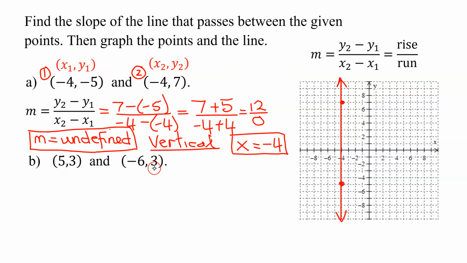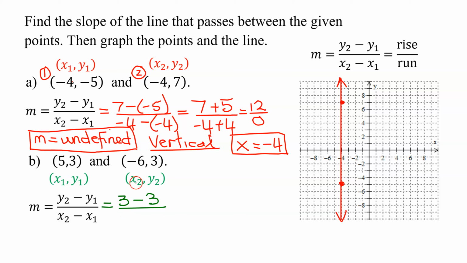Now let's look at our second example. I'm going to label the points the same way we did before, x1, y1, and x2, y2. And I'm going to use the same formula for the slope. And now what are my values? What's y2 in this case? y2 is 3 minus y1 is also 3 divided by x2, which is negative 6, minus x1, which is 5.